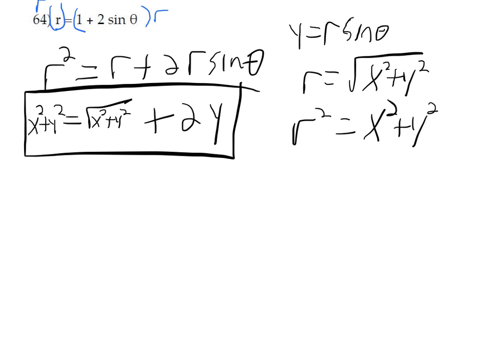So by multiplying by r, we made a nice y substitution. We made a nice x squared plus y squared. We made a little mess there, but it's still an easy substitution.